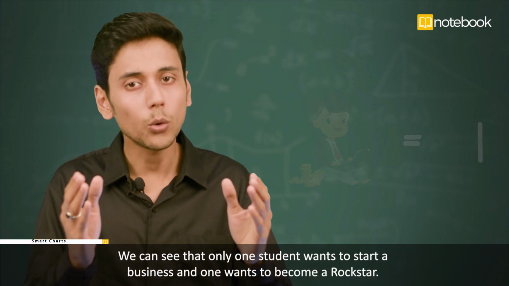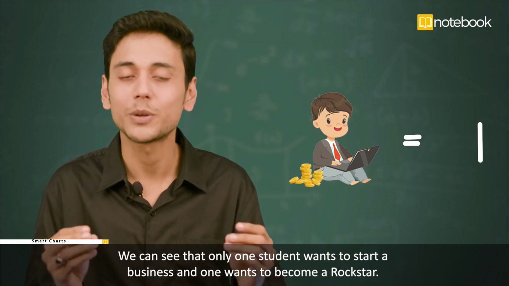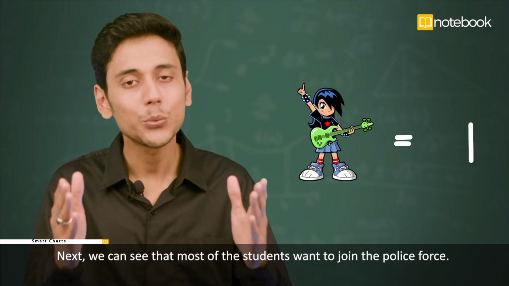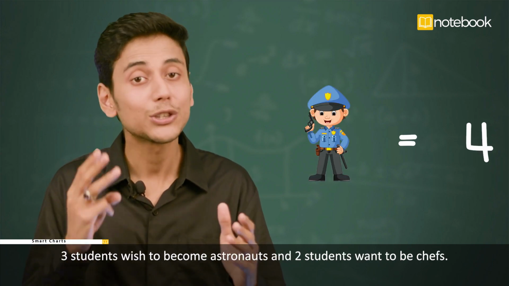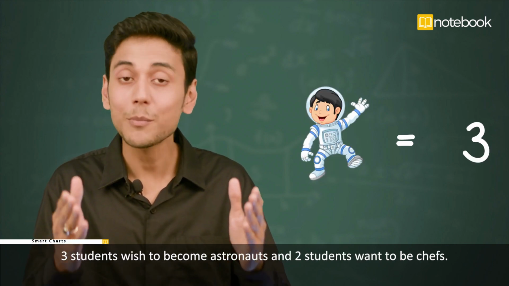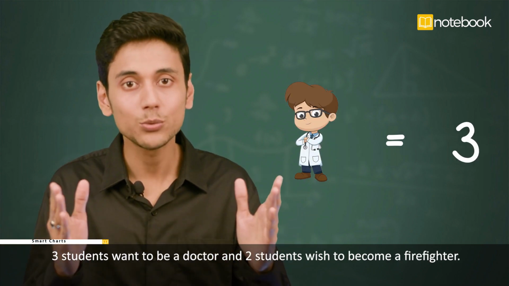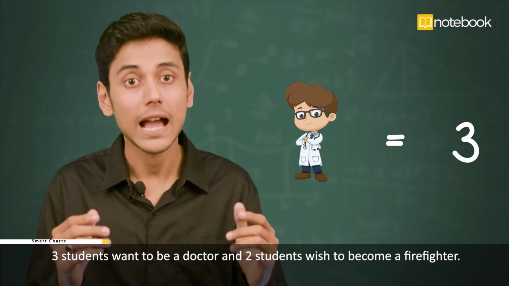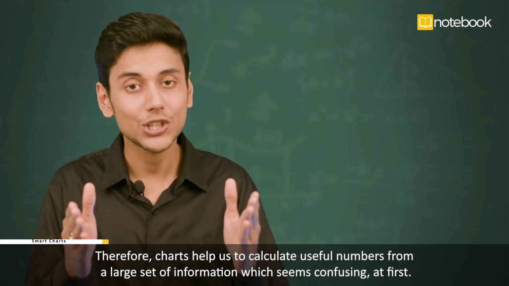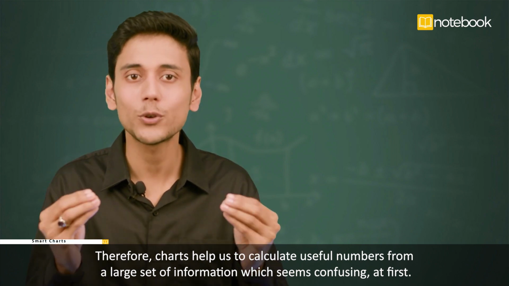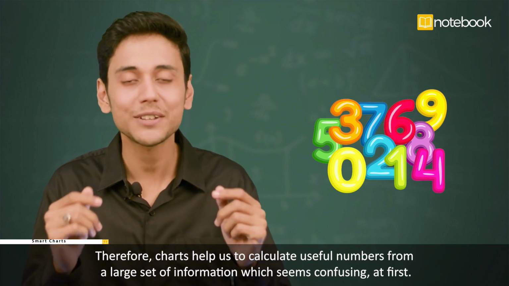We can see that only one student wants to start a business and one wants to become a rock star. Next, we can see that most of the students want to join the police force. 3 students wish to become astronauts and 2 students want to be chefs, 3 students want to be doctor, and 2 students wish to become a firefighter. Therefore, charts help us calculate useful numbers from a large set of information, which seems confusing at first.